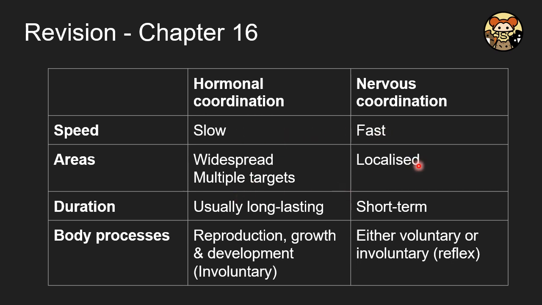And also the nervous system has a localized effect: if you want to move your fingers, just your fingers move, but not your toes. However, for growth, you may want a widespread effect with multiple targets.